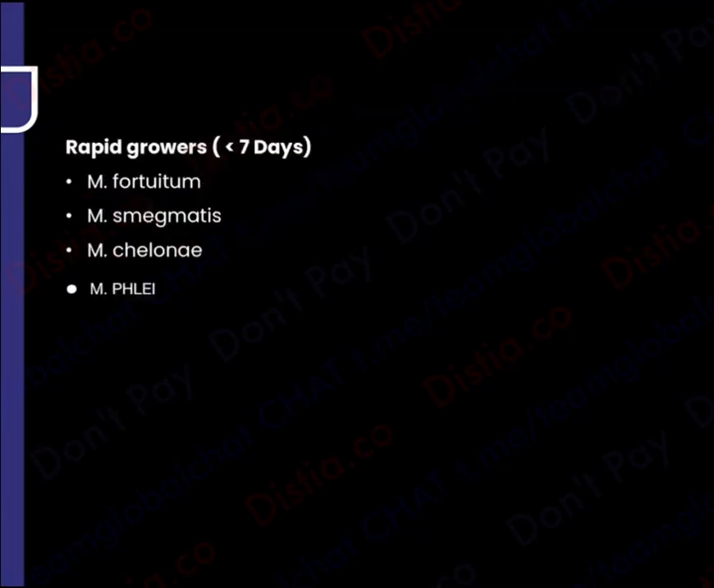Finally, all of them are done. I'm left with the last variety, that is rapid growers. Rapid growers means the ones who grow very quickly within 7 days.